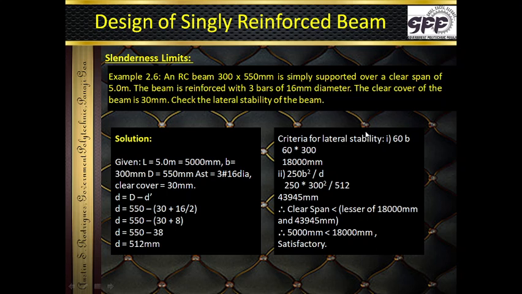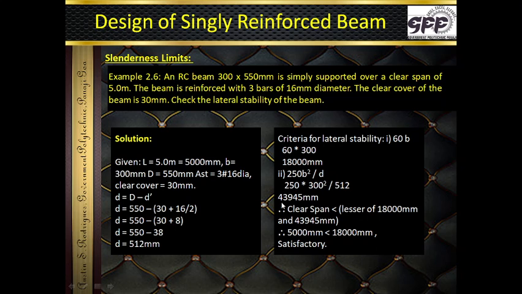First criteria, since it is simply supported, is 60 times b. So 60 times the width of the beam, that is 60 times 300, which comes to 18,000 mm. Second criteria is 250 b square upon d. So 250 into b, where b is 300, so 300 square upon 512, that's the effective depth.